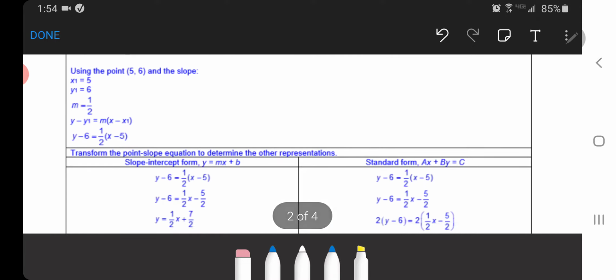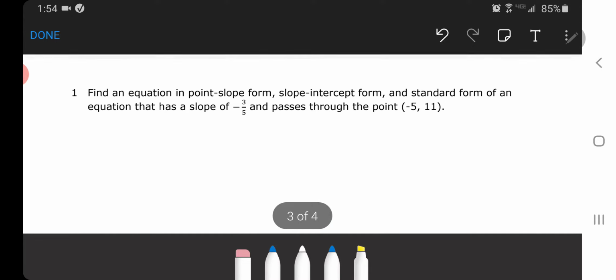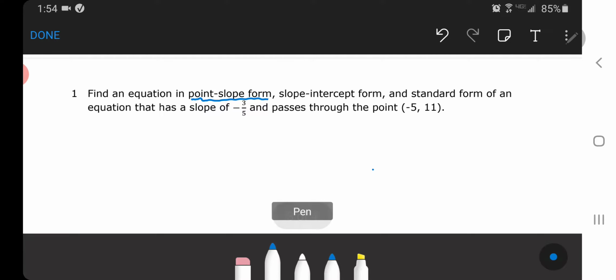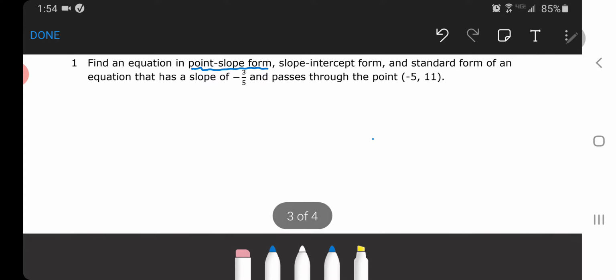Alright, so I'm going to go down here. Problem number 1 says find an equation in point slope form. Let's write it right here. So we want an equation in point slope form, or the y equals mx plus b form. Sorry, my writing's a little sloppy. The pen doesn't like me too much. Alright, so we want that form.